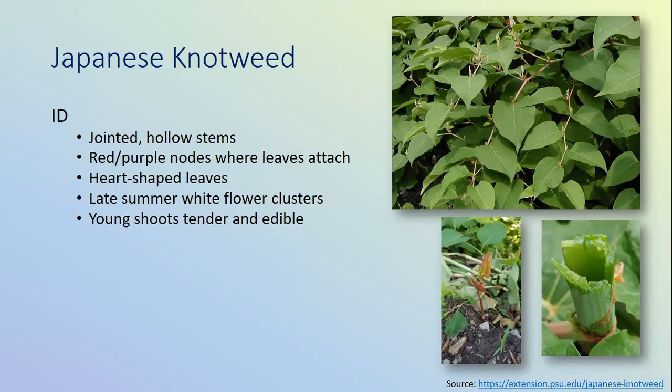They do have reddish purple nodes where the leaves attach to their stems. Their leaves themselves are heart-shaped, and they're quite large leaves. In the late summer, about right now, you'll find that they have white flower clusters in bloom. And actually, their young shoots are edible and quite tender. And the Fish and Creek Watershed Association here in Columbia County actually hosts an annual knotweed cook-off. So they absolutely are edible, and there are recipes out there.